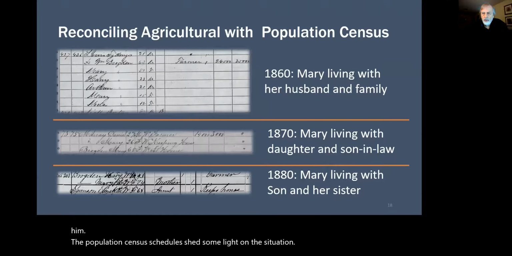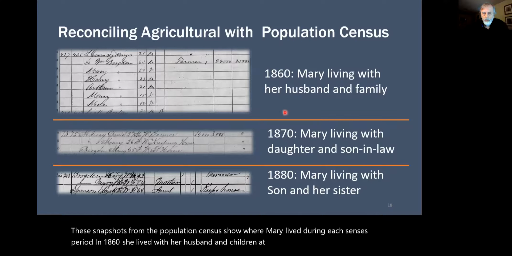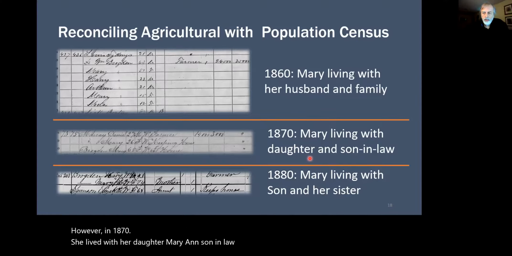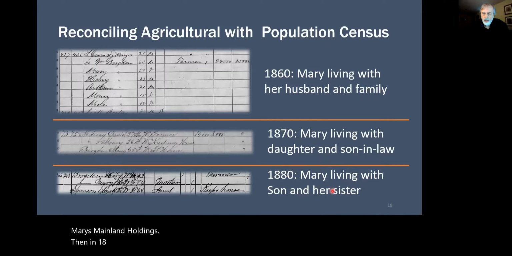These snapshots from the population census show where Mary lived during each census period. In 1860, she lived with her husband and children at Rowdown. However, in 1870, she lived with her daughter, Mary, and son-in-law, Daniel Murray, on a tract just south of Mary's main land holdings. Then, in 1880, the census has her living with her son, Harry, and younger sister, Elizabeth Stevenson. It's not clear what happened.